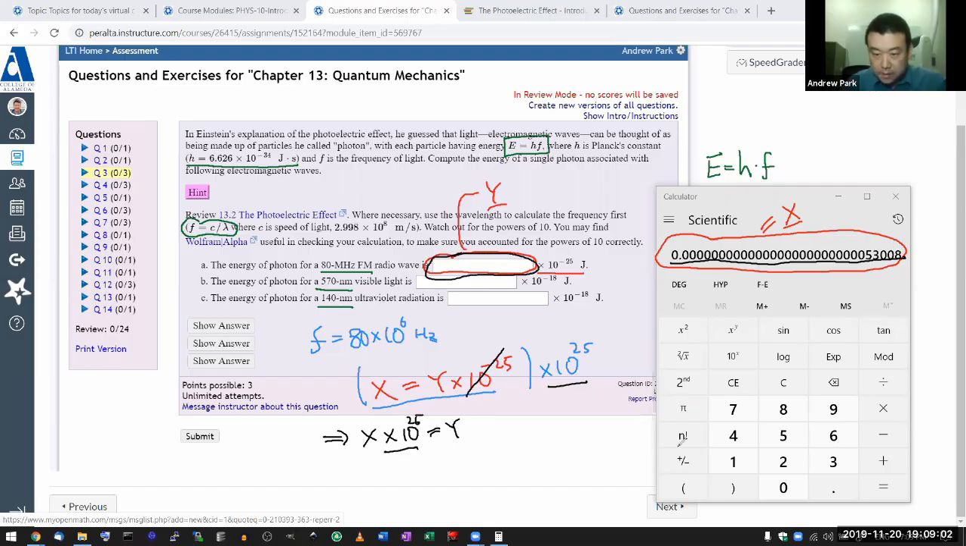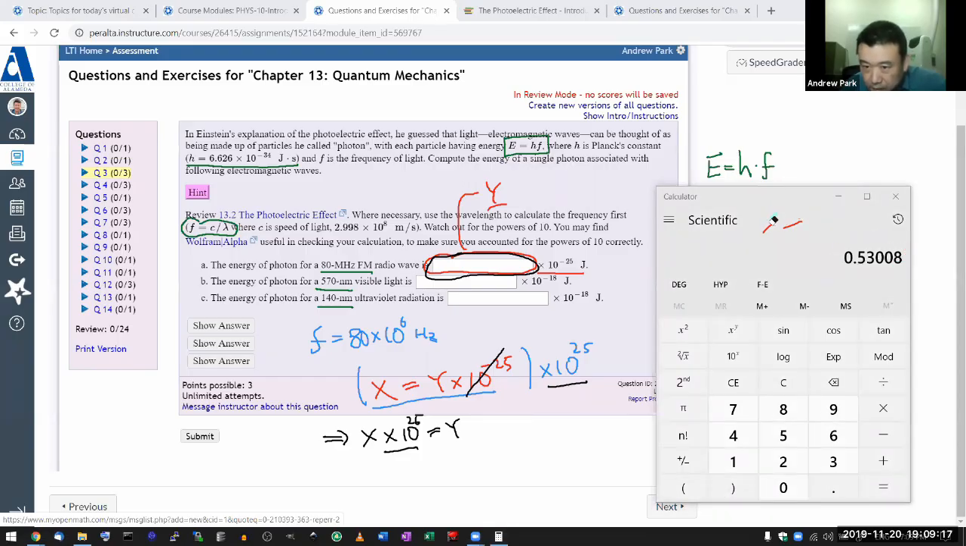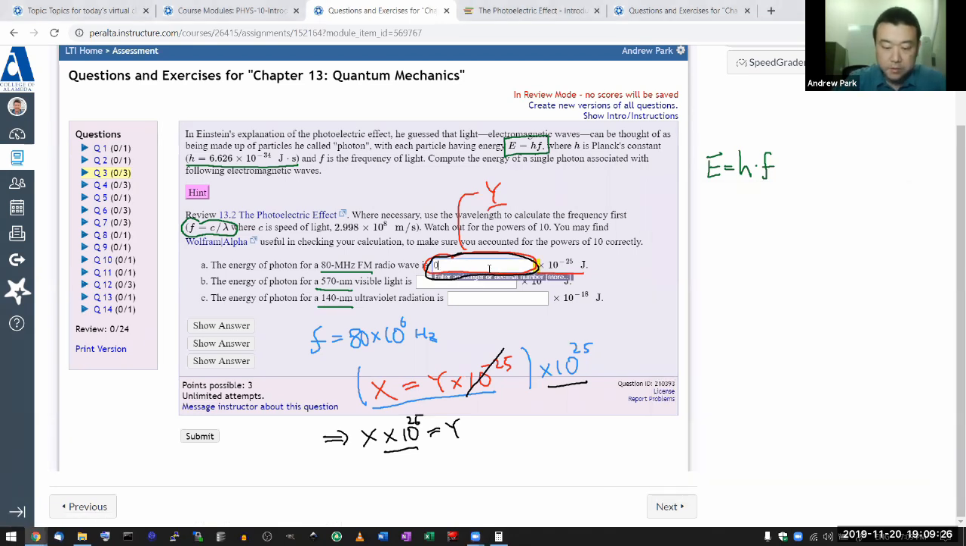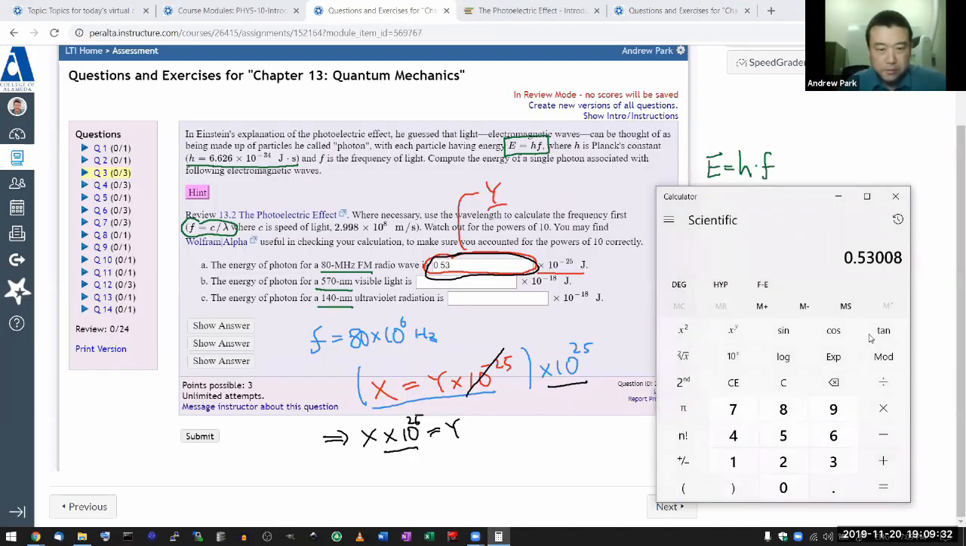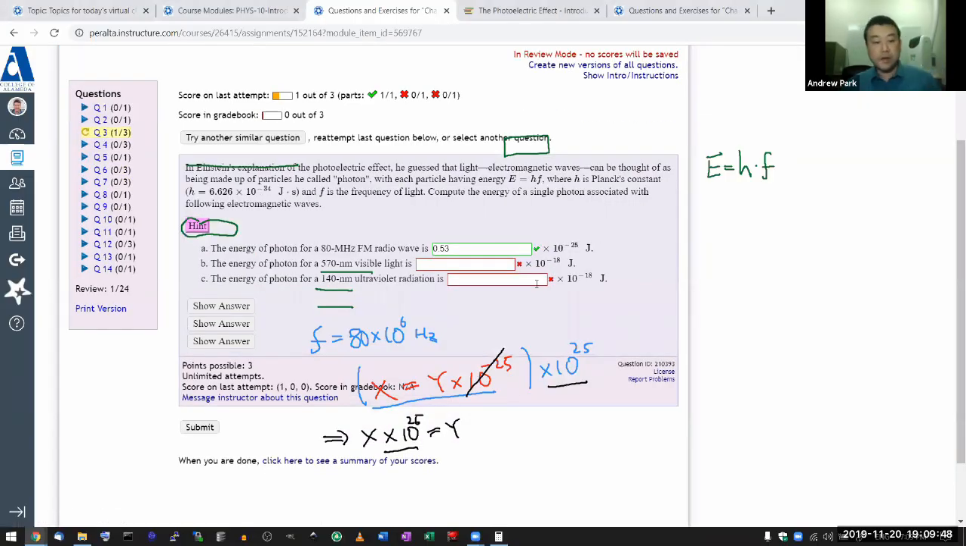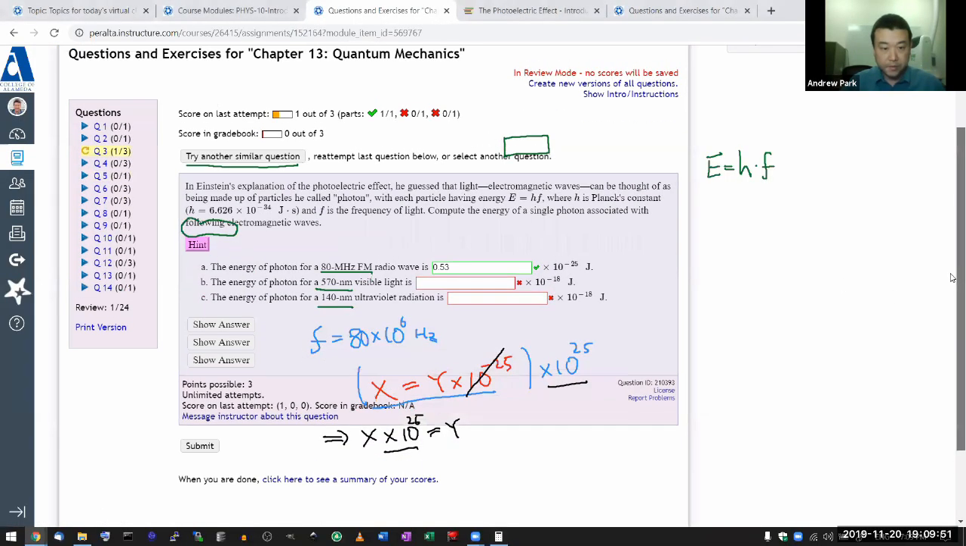So times, again, this time it's going to be 1 times 10 to the 25, equals, there it is. Now let me erase those things that are getting in the way. So 0.53008 is that Y. So just plugging in 0.53, and I don't think I need all those other things. Let me just submit this to make sure that I'm on the right track. Fine, good. So let me finish the other two so that I can finish this question here.